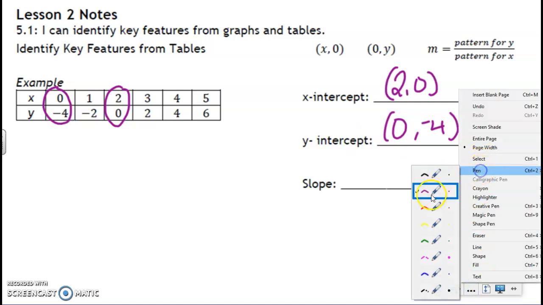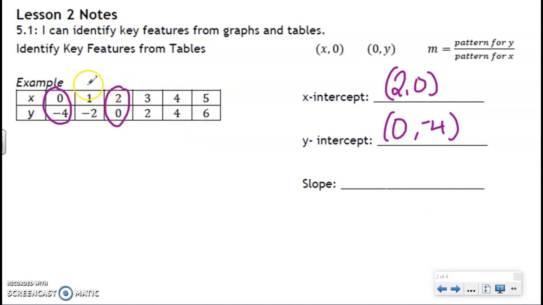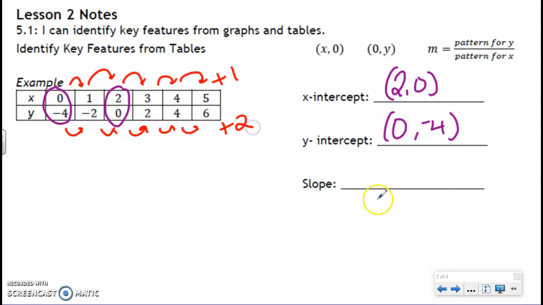To find this slope, I'm going to look at my patterns, and you have to be careful because they're not always consistent. But if you look at your pattern from one x to the next, you will see that we are increasing by 1 every time. And if you look at the pattern for your y's, you are increasing by 2 every time. So my slope is going to be the pattern for my y on top, which is 2, and the pattern for my x on the bottom, which is 1, and I can actually write that as 2. Now if you left it as 2 over 1, we definitely wouldn't mark it wrong.